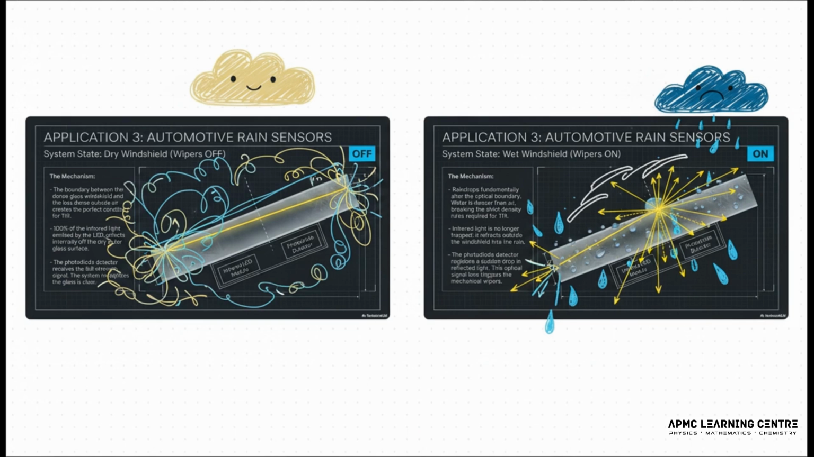But the moment a raindrop lands on that exact spot, everything changes. The light is no longer trying to escape from dense glass into less dense air. Now it's trying to go from dense glass into slightly less dense water. And that change is enough to break the condition for TIR. The light escapes into the raindrop, the detector sees the signal suddenly disappear, and bam, it tells your wipers to turn on. It's just genius in its simplicity.